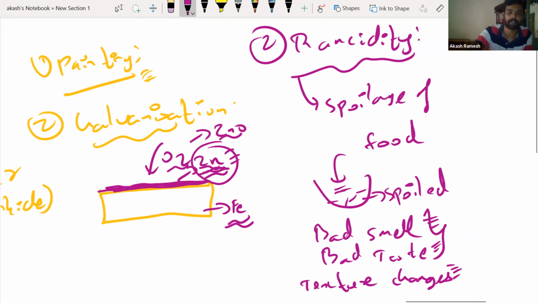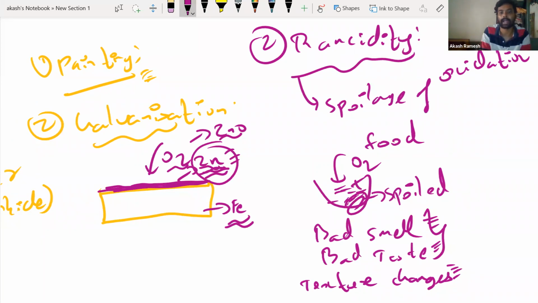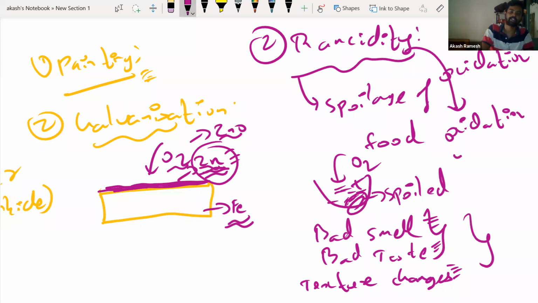Again, same because of oxidation only. You keep the food particles open to the atmosphere, the oxygen will come, react with this, form some compound, and that compound is the reason for all these things. So if someone asks you to define rancidity, you define rancidity as oxidation of food particles. If it undergoes oxidation, it is spoiled: bad taste, bad smell, texture changes.